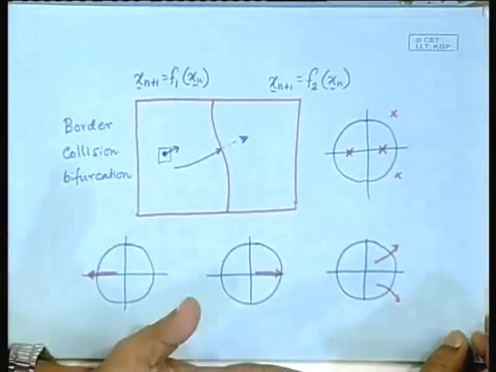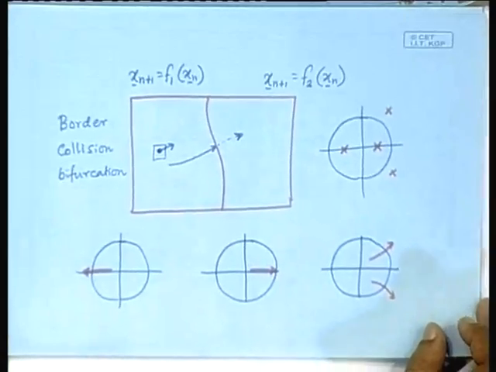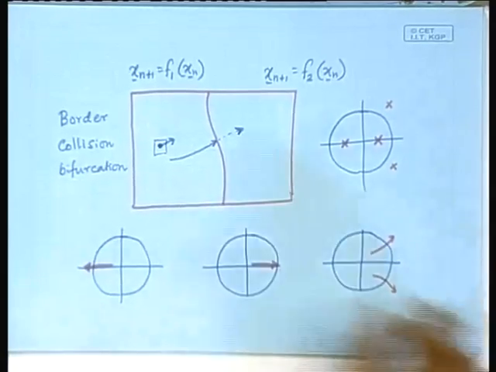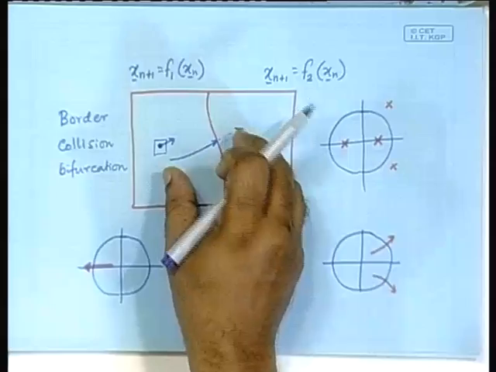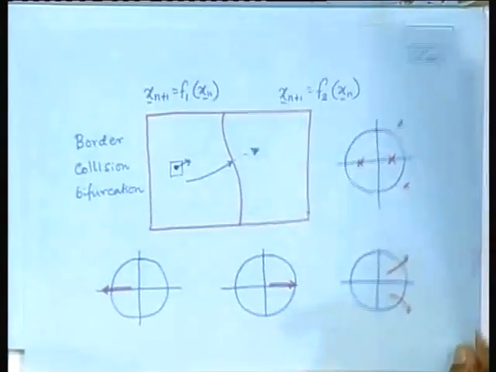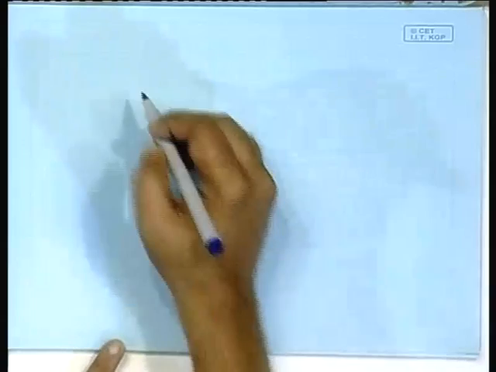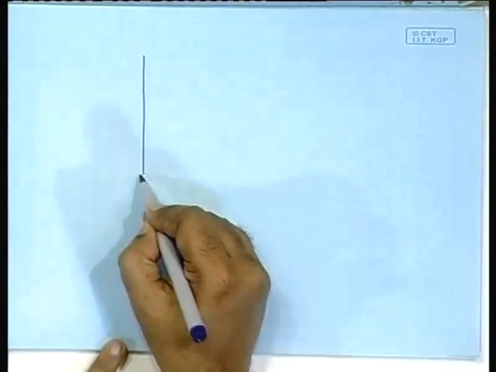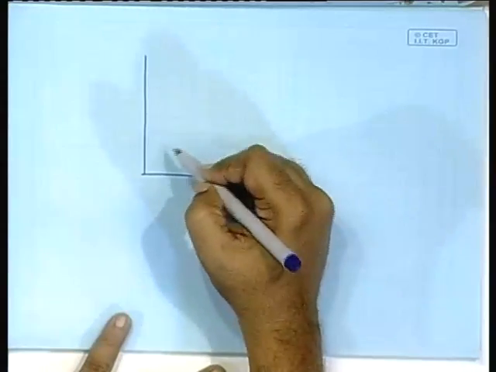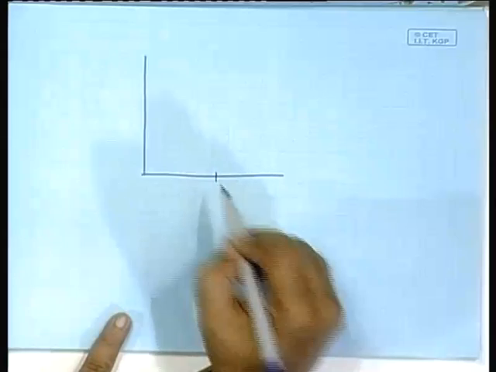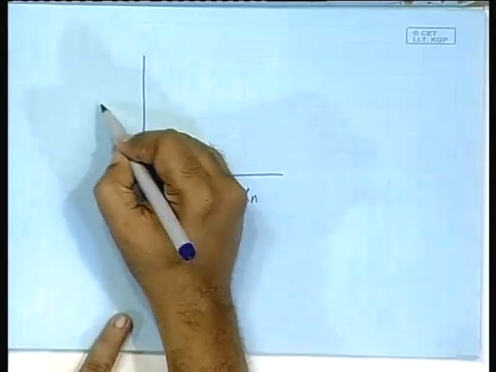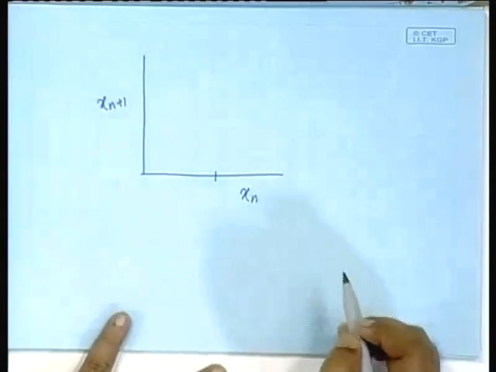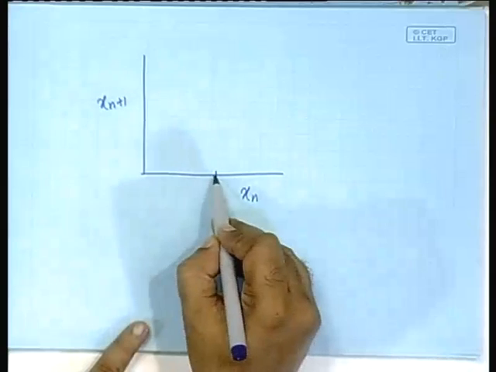But there may also be situations where it is just 1-dimensional. In that case, what does this picture look like? In 1 dimension, you can draw the graph of the map. So, in that case, you might end up in a situation something like this. Say, on one side, say this is the borderline, it is x n and this is x n plus 1. And suppose this is the border.